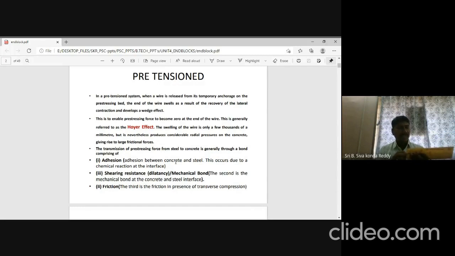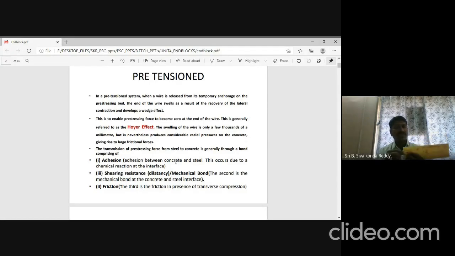This is generally referred to as Hoyer's effect. The swelling of the wires is only a few thousandths of a millimeter, which is very negligible, something like the gauge strains we have seen in our previous class. But it nevertheless produces considerable radial pressures on the concrete, giving rise to large frictional forces. So as and when this starts moving, the bulging out in the lateral direction starts producing bursting tensions on the surrounding concrete.